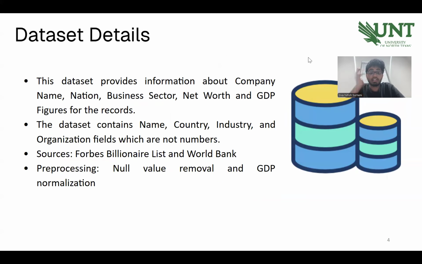Regarding our dataset, it included information such as billionaire names, industries, countries, ages, and net worth. GDP figures were adjusted for inflation and standardized to USD for accurate comparison across countries and timeframes.